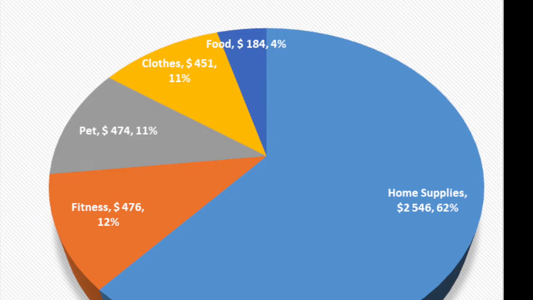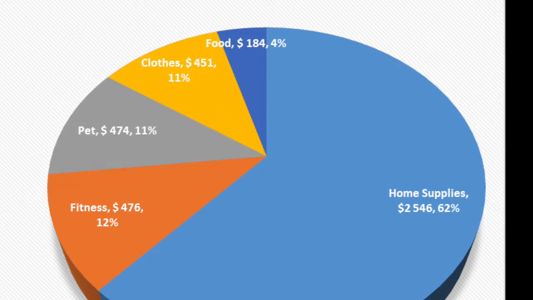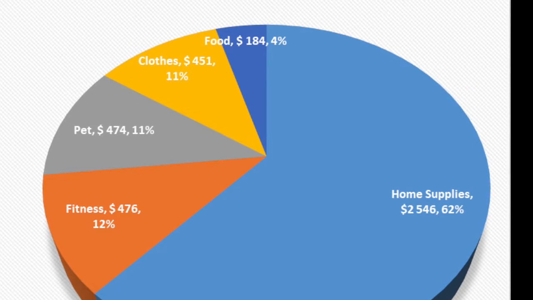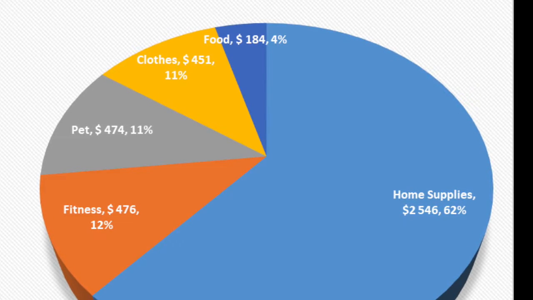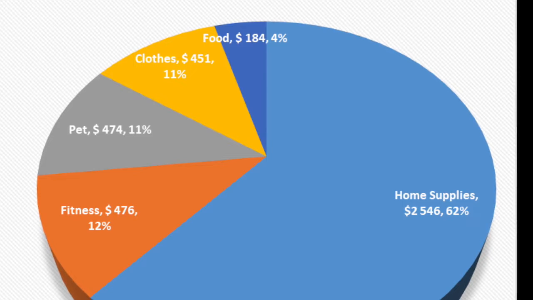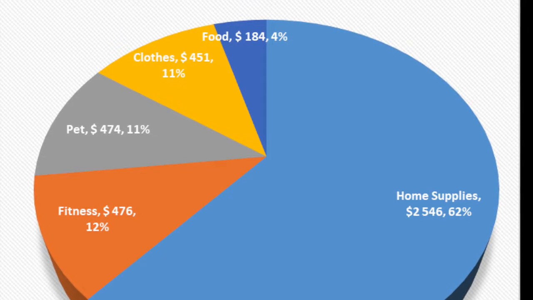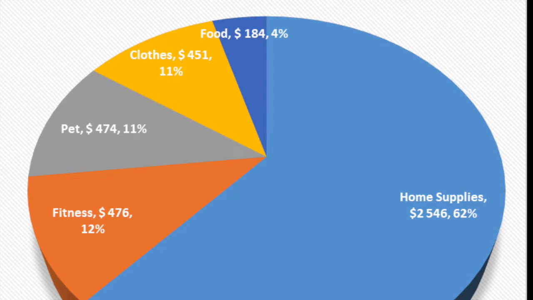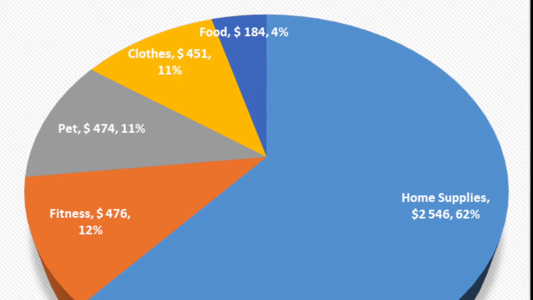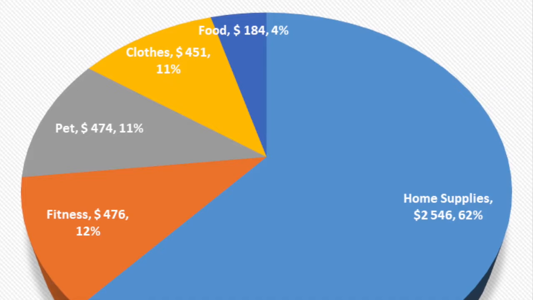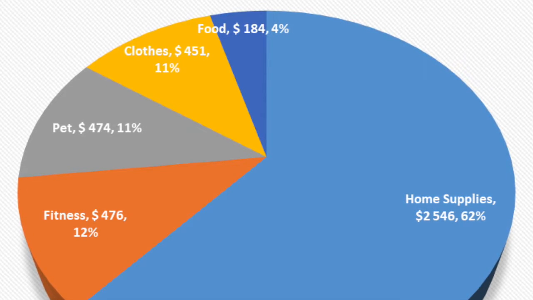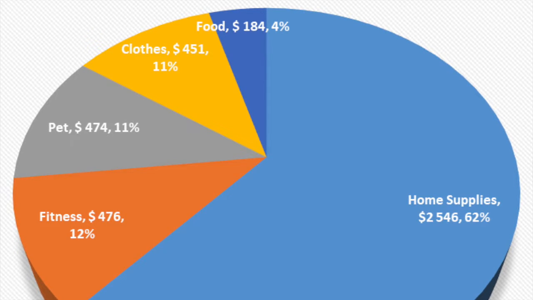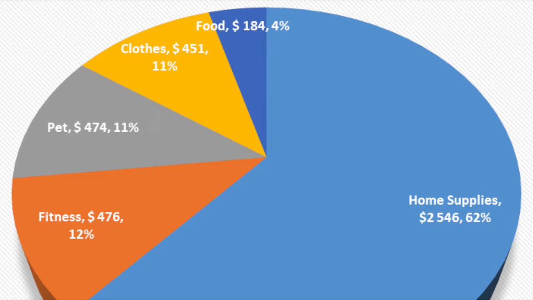The third data visualization tool I used was a simple pie chart to really understand what the percentage distribution is of my purchases. For example, we see from the pie chart that 62% of my expenses came from home supplies, 12% from fitness purchases, and so on. The pie chart just really helps to have a quick and easy way to see how much money you spent on each category and what percent of the total that is.